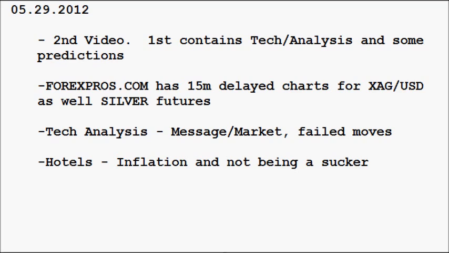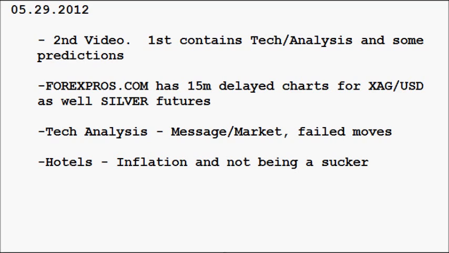The second announcement in this video is I've noticed just in the last couple of hours that ForexPros.com has 15-minute delayed charts for the XAG/USD, which is what I use for the silver, and the silver futures, and I'm only going to presume everything else that they got. Something that they never had before, because it used to be completely live. NetDania and Free Stock Charts still has live charts.